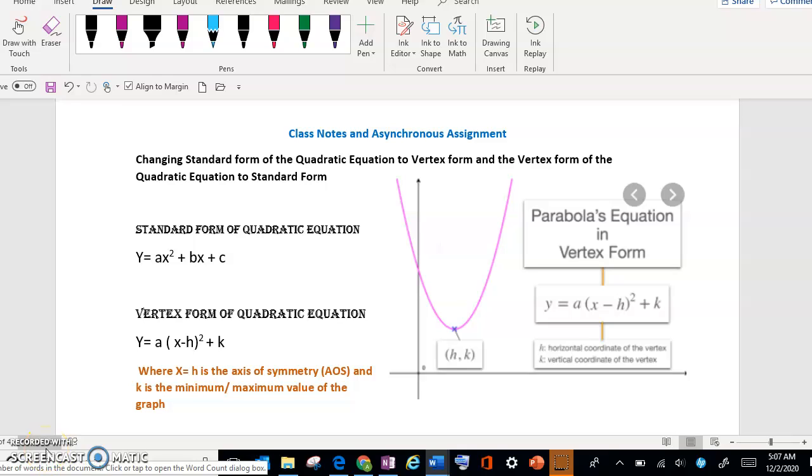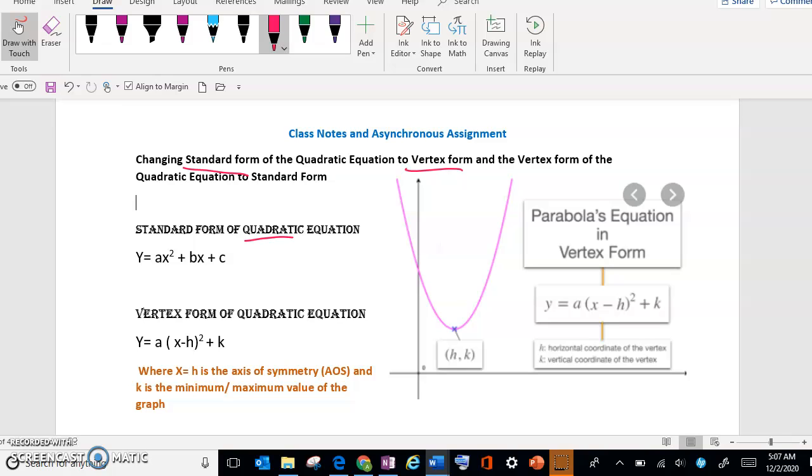Hello students, today's lesson is on changing the standard form of quadratic equation to vertex form and the vertex form of the quadratic equation to standard form. We will come to what the standard form is and what the vertex form is in a second. So standard form of quadratic equation is written like this.